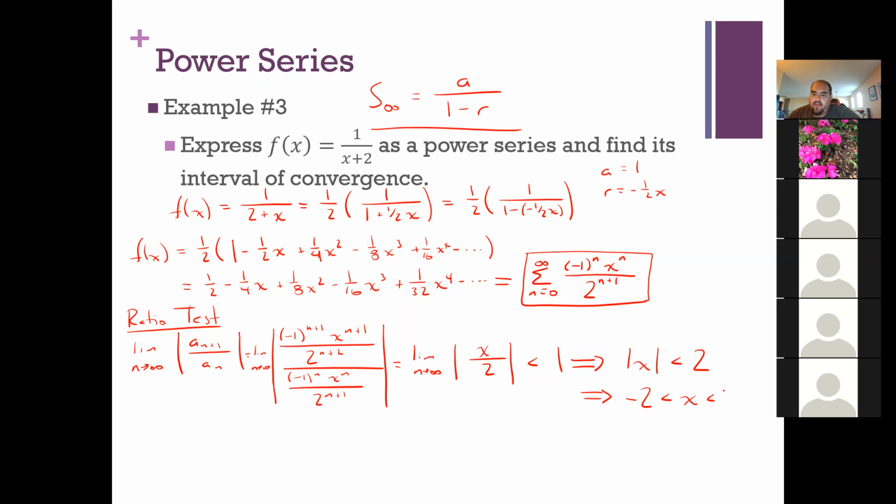So basically, I know everything inside this open interval is going to converge. So I have my radius of convergence is equal to 2. That's good to see. But then what happens at the endpoint? When x equals -2, I get this series.